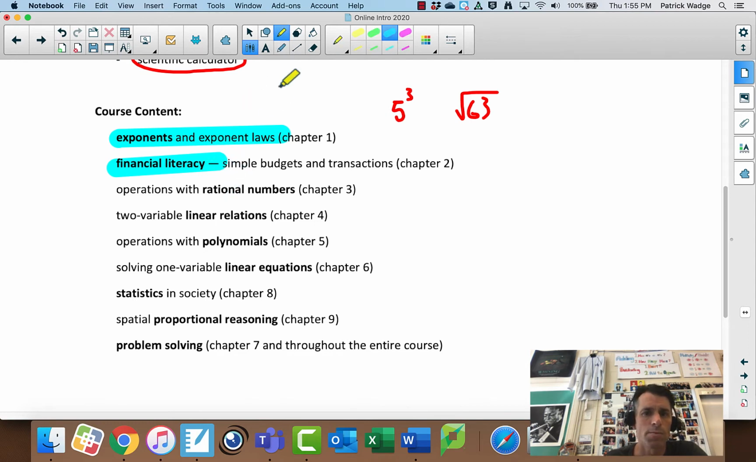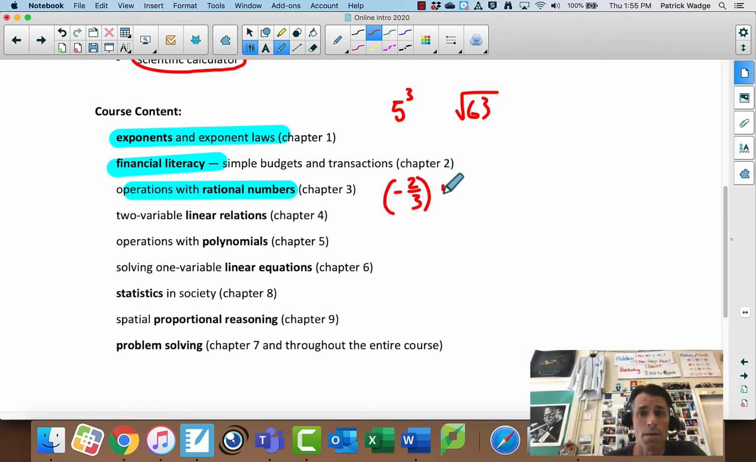Chapter 3, we'll also be doing, for sure, operations with rational numbers. You know what rational numbers are? Bad news for some of you, it is fractions. So we're going to be doing crazy stuff with fractions this year, like negative 2/3 plus positive 4 1/8, and do that without a calculator. Ooh. Or negative 2.74 times negative 3.12, and do that without a calculator.